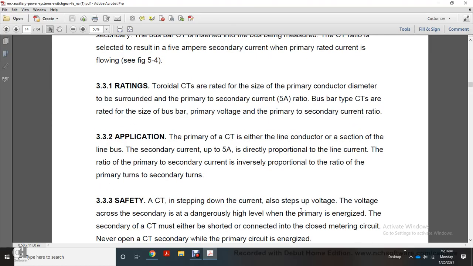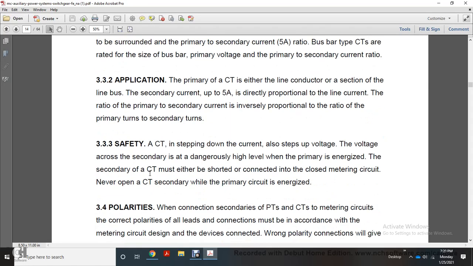Application. The primary of the current transformer is either the line conductor or a section of the bus bar, and the secondary current, up to 5 amps, is directly proportional to the line current. The ratio of primary to secondary current is inversely proportional to the ratio of primary turns to secondary turns.